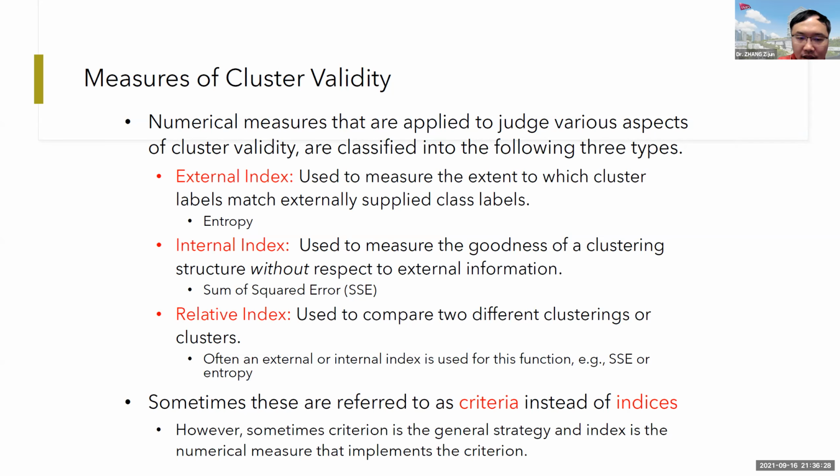The second is the internal index, which is used to measure the goodness of a clustering structure without respect to external information, which is kind of fit. One example of such an internal index is the sum of square error. This describes the fit. The third one is called the relative index, used to compare two different clusterings or clusters. Often the external or internal index can be used for this function. You can use either SSE or entropy. Sometimes these are referred to as criteria instead of indices.